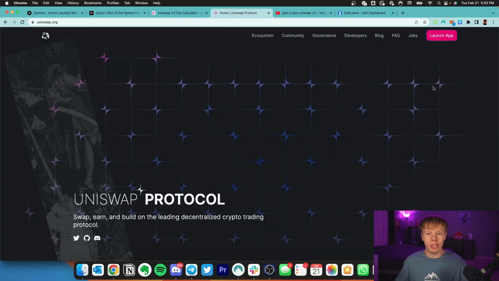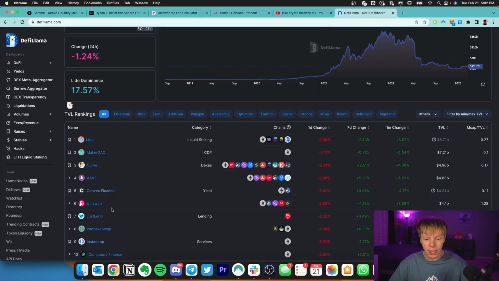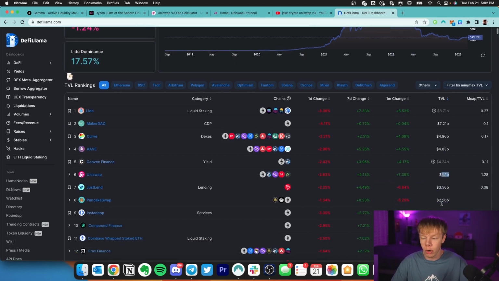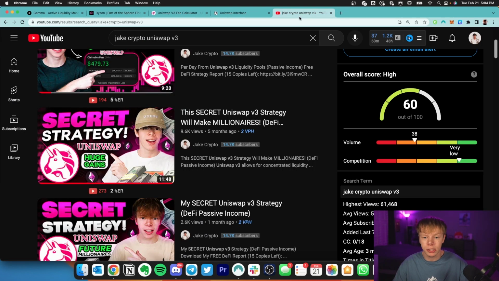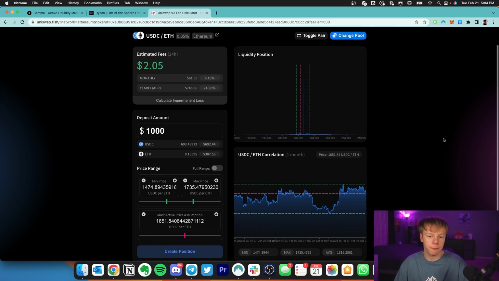Now to recap what Uniswap V3 actually is, Uniswap V3 is a version of the Uniswap protocol, which is one of the largest decentralized exchanges out there. If you head over to DeFi Llama, currently Uniswap is the 6th largest dApp and the 2nd largest decentralized exchange with over $4.1 billion in liquidity. If you guys do want to learn more about how Uniswap V3 liquidity pools work, make sure to take a look at this video. Let's go and take a look at a benefit for a different aggregator.